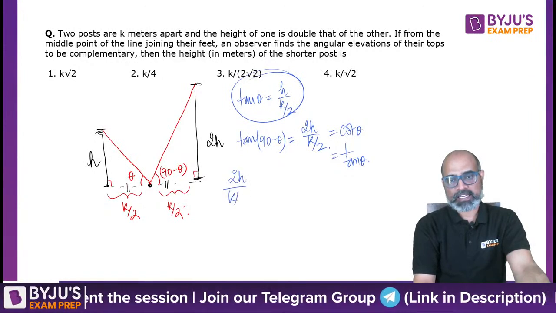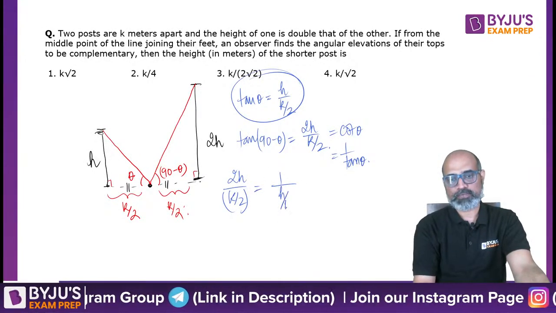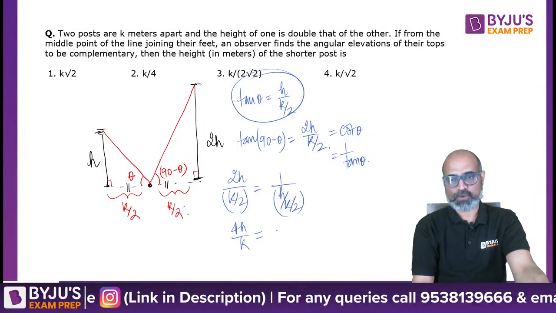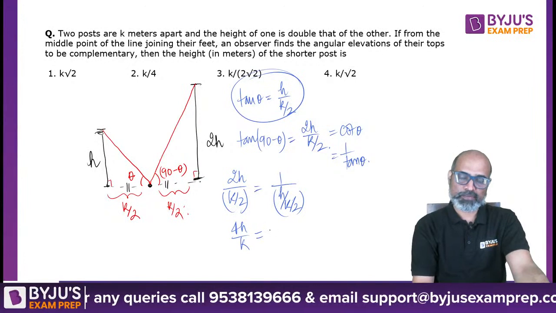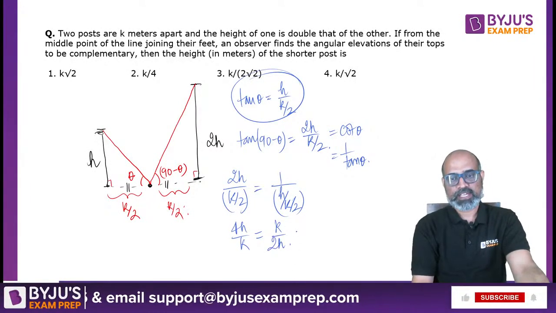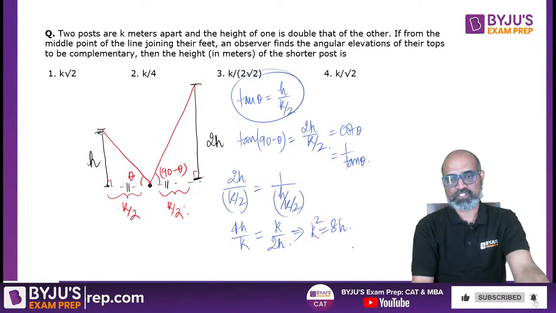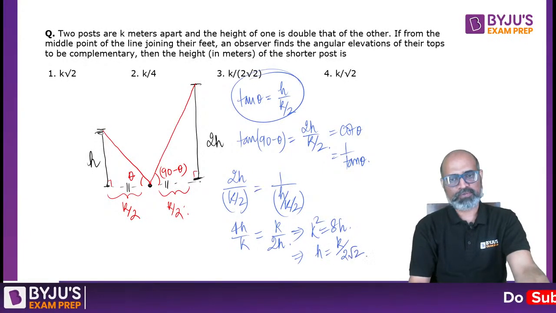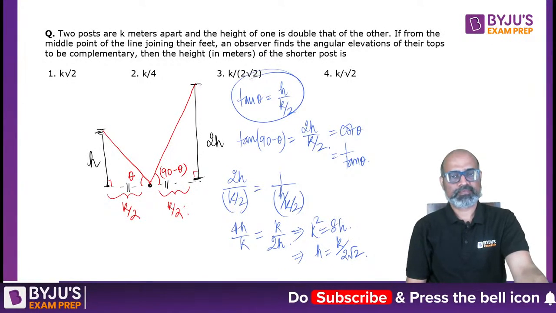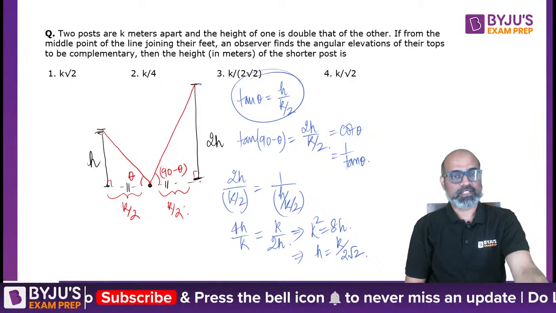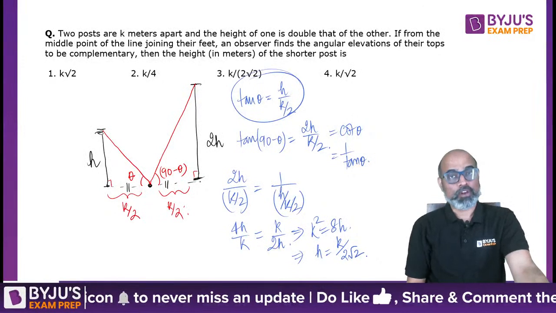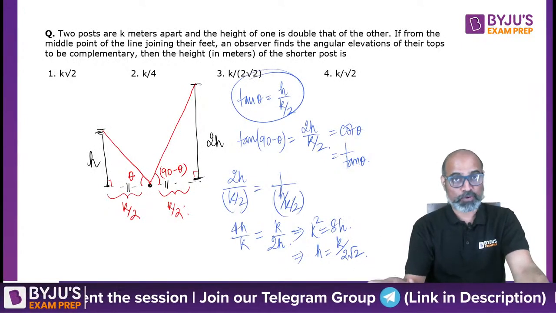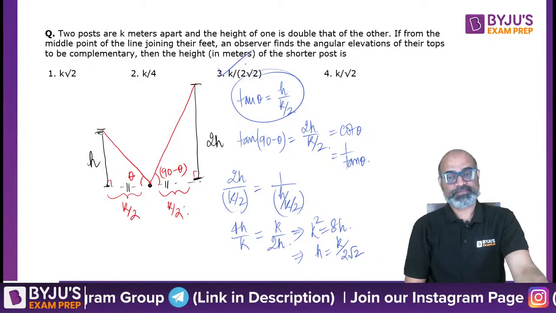So we get 2h by k upon 2 is equal to 1 upon h by k upon 2. So this gives us 4h by k is equal to, the denominator's denominator will become the numerator, so it will become k by 2h. If we cross multiply, we will get k square is equal to 8h, or we will get h is equal to k by 2 root 2. So the shorter post height is what they are asking us, that is h. If the question was to find the height of the longer post, the taller one, then we would have to find 2h. In that case, the answer would have been k upon root 2. The answer would have been the 4th, but right now the answer is going to be the third one.